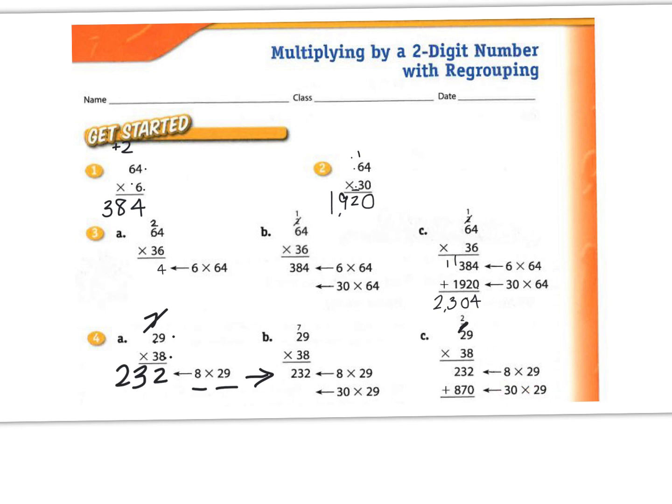So then you would just add 2 plus 0 is 2. 3 plus 7 is 10. Carry the 1. 1 plus 2 is 3, plus 8 is 11. 1,102.